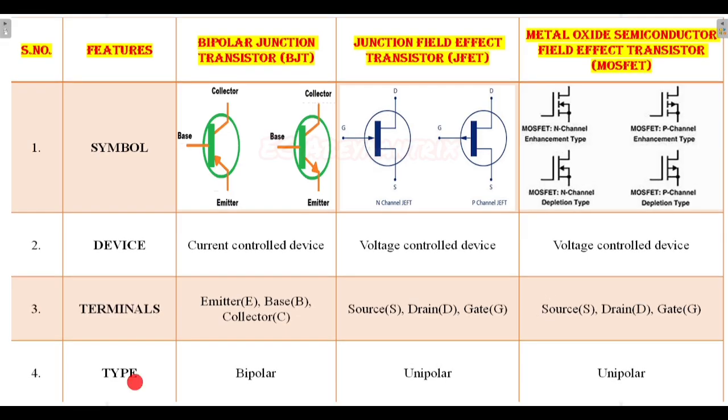Next feature is the type. BJT is a bipolar device. The name itself implies, right? Bipolar means the current conduction is due to both majority and minority charge carriers. And JFET is unipolar, and MOSFET also is unipolar. What does unipolar mean? The current conduction is due to majority charge carriers only. So unlike BJT.